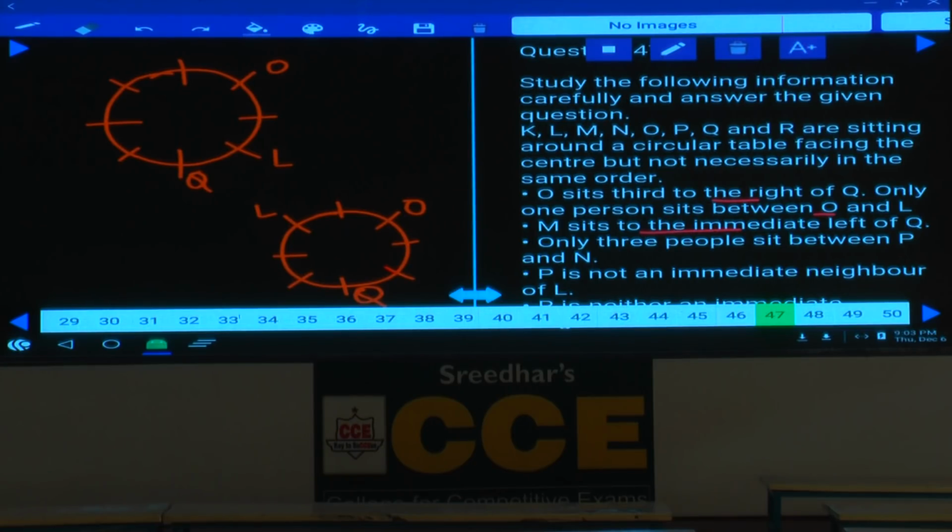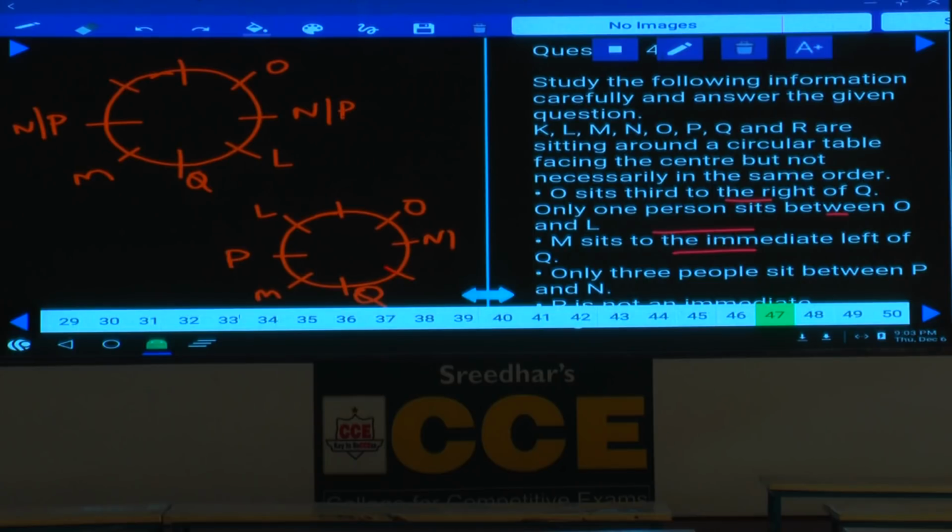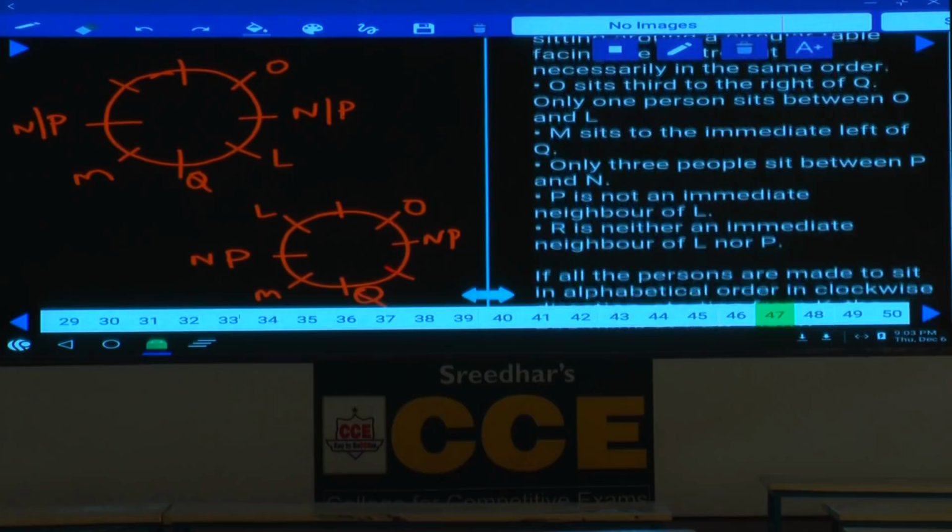Then M sits to the immediate left of Q. M is to the immediate left of Q. Here also M is to the immediate left of Q. Next one. Only 3 people between P and N. As only 3 people between P and N, among these 8 persons, 3 people in between is nothing but they are opposite to each other. Then if P is here, N will be here, or if P is here, N will be here, isn't it? And similarly here also, P and N, if P is here, N is here, or if P is here, then N will be here, N and P. Then only 3 people between P and N.